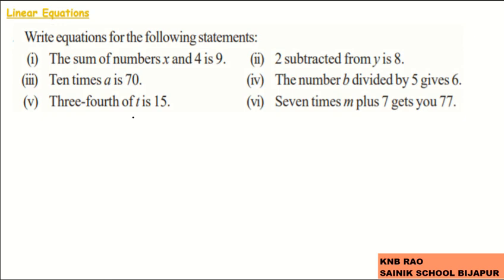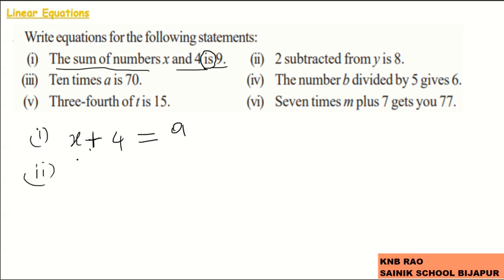Then in the setting up of the equation, here we have some important statements. For them we have to write equations. The sum of numbers x and 4 is 9. Sum means addition. So the sum of x and 4 is, this equality sign tells you equal to 9. The second one is 2 subtracted from y, that means y is the minuend and 2 is the subtrahend, equals 8.